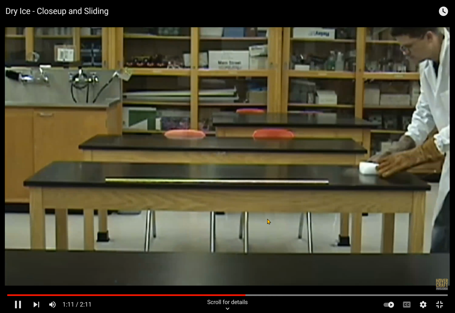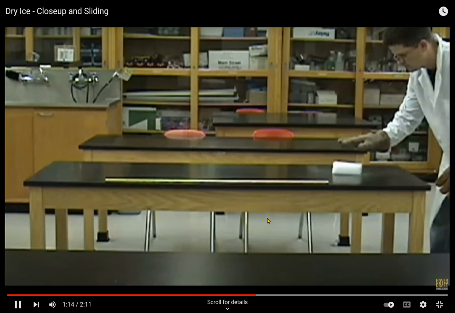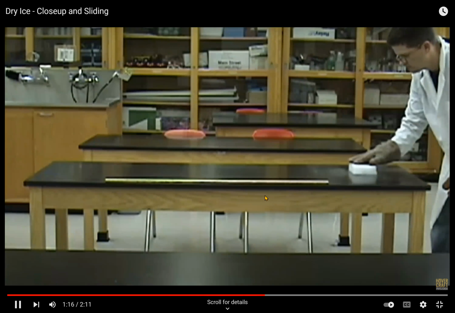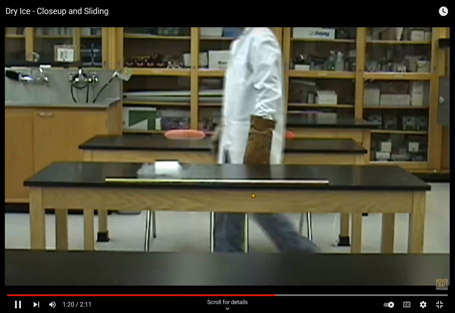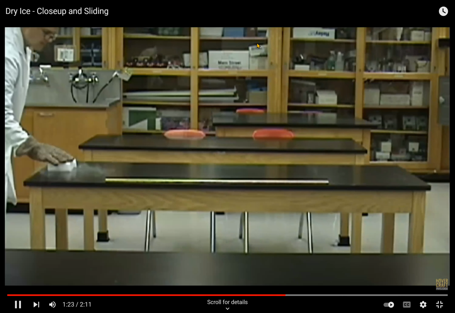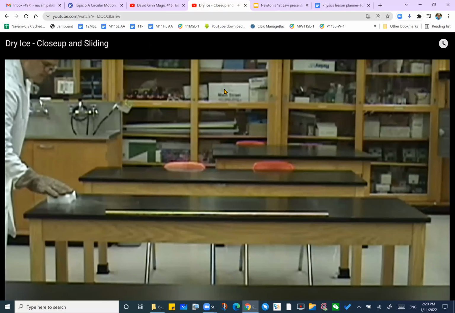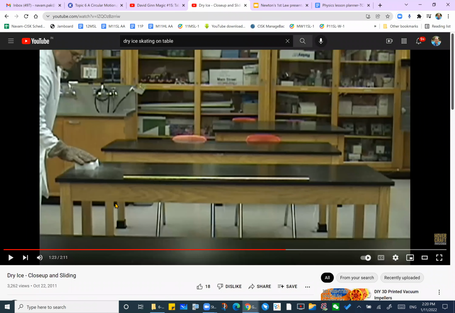You see he's giving it a gentle push and it just seems to want to go on without stopping. Now, you might even wonder, what's all that smoke coming out from under the dry ice? Well, that's just solidified carbon dioxide that's vaporizing and becoming carbon dioxide gas. And because there's a layer of gas between the block and the table, there is a frictionless surface on which it can slide. And therefore, it's sliding basically on a surface that doesn't present any opposition to its motion.